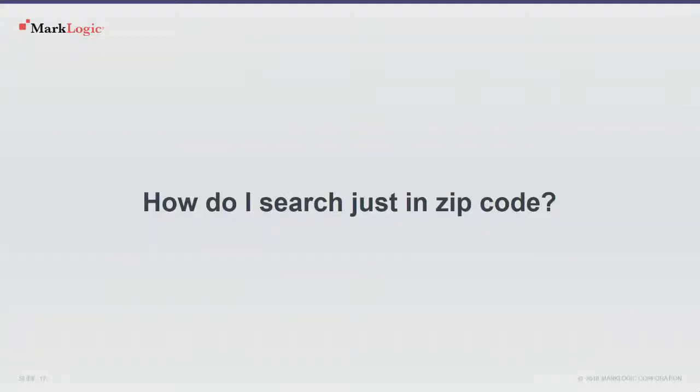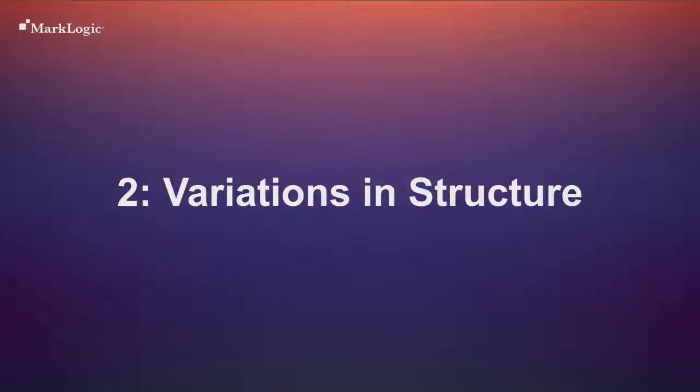Okay, so that's semantic search. Our next challenge is, how do I search just in zip code? So we know now how to search for 94111 anywhere in a document, but I don't want to find it in a street address or in a phone number. I just want to search for it in a zip code. So let's talk about variations in structure.